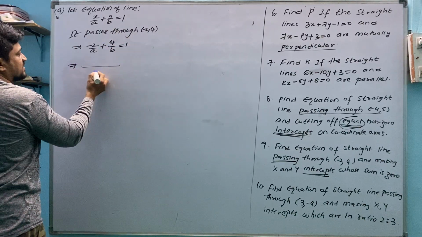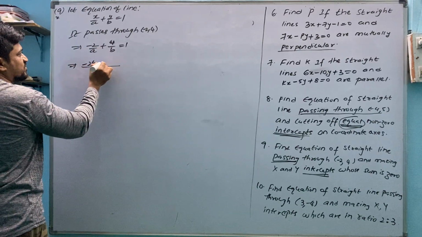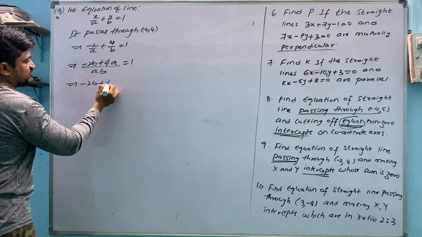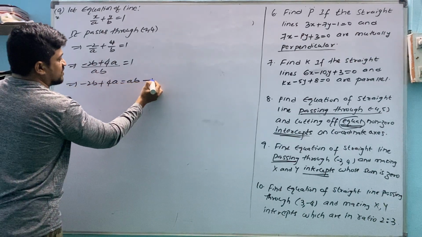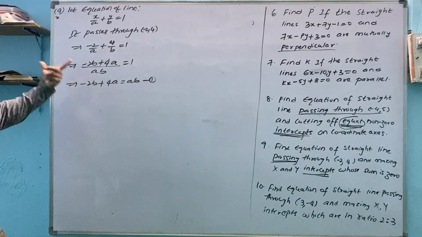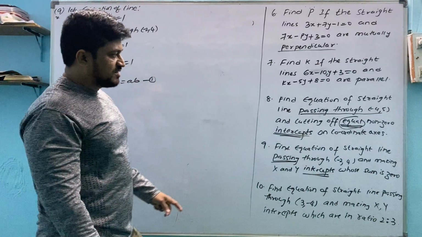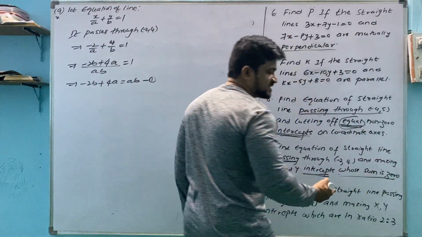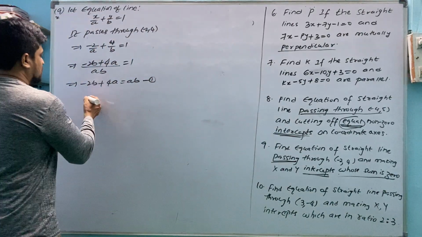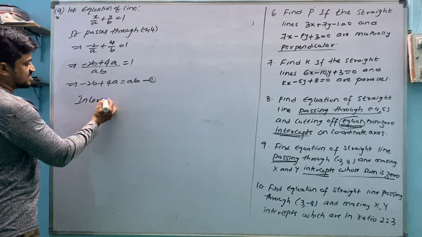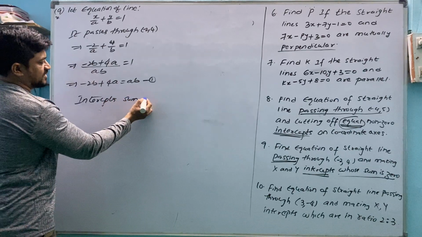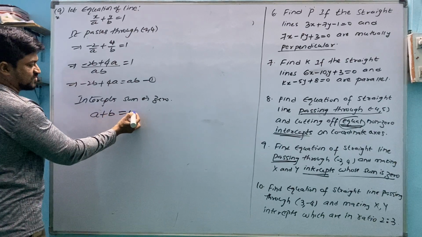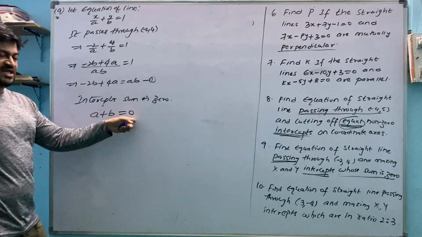Then we'll cross multiply this ab, b into minus 2 is minus 2b plus 4a is equals to ab, equation 1. How we got equation 1 in the previous question, same thing we did. Now what they have mentioned, intercepts whose sum is 0. Intercepts means what? A and B are intercepts. Sum means addition. A and B sum is 0. This is sentence form, this is mathematical equation.